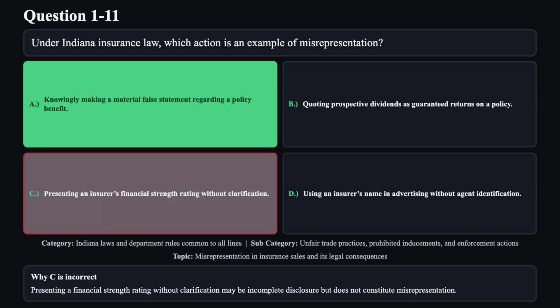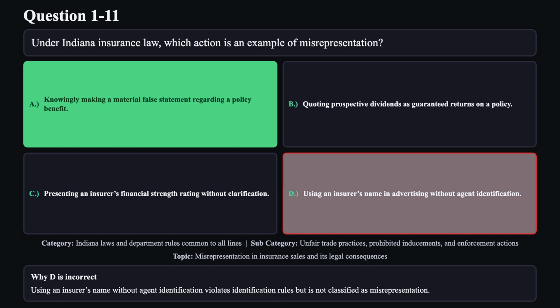Reason C is not correct. Presenting a financial strength rating without clarification may be incomplete disclosure but does not constitute misrepresentation. Reason D is not correct. Using an insurer's name without agent identification violates identification rules but is not classified as a misrepresentation.